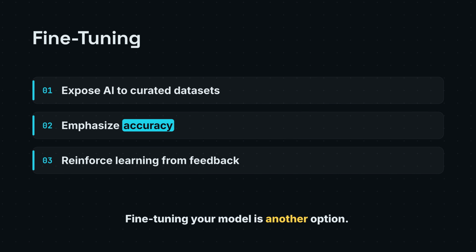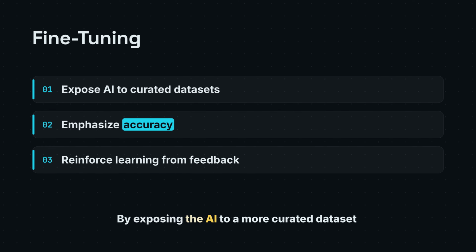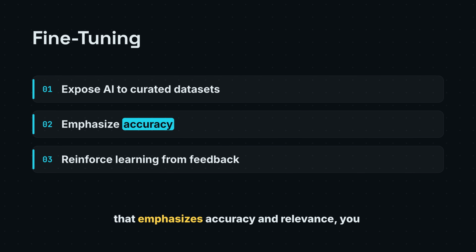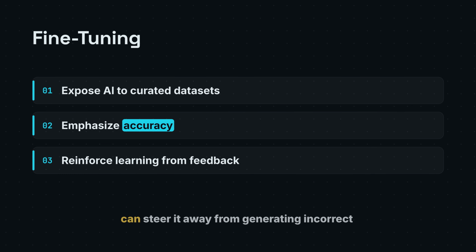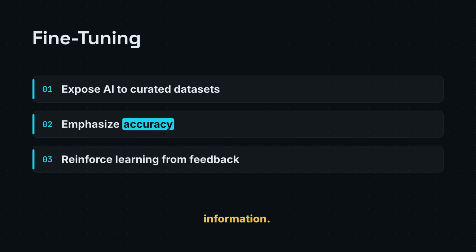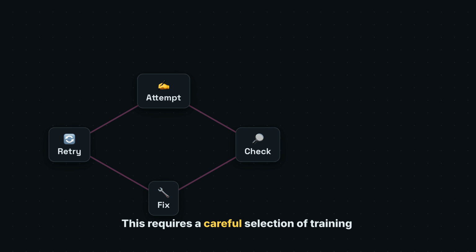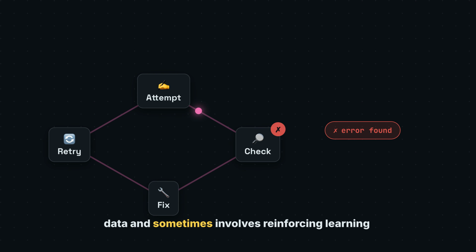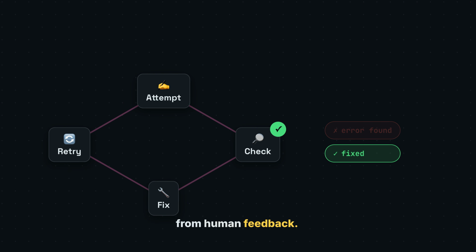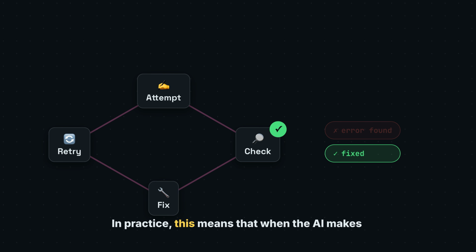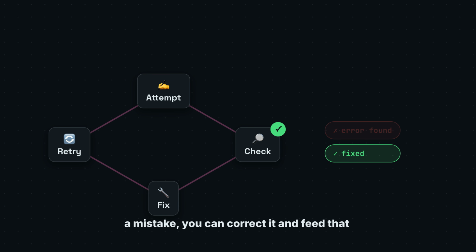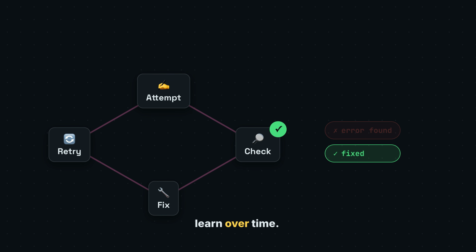Fine-tuning your model is another option. By exposing the AI to a more curated dataset that emphasizes accuracy and relevance, you can steer it away from generating incorrect information. This requires a careful selection of training data, and sometimes involves reinforcement learning from human feedback. In practice, this means that when the AI makes a mistake, you can correct it and feed that correction back into the model, helping it learn over time.